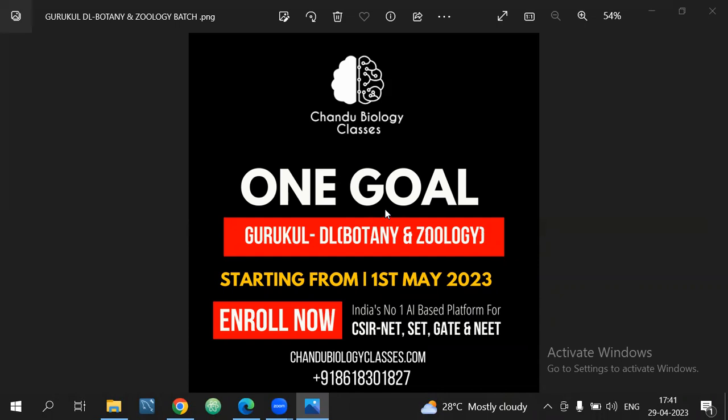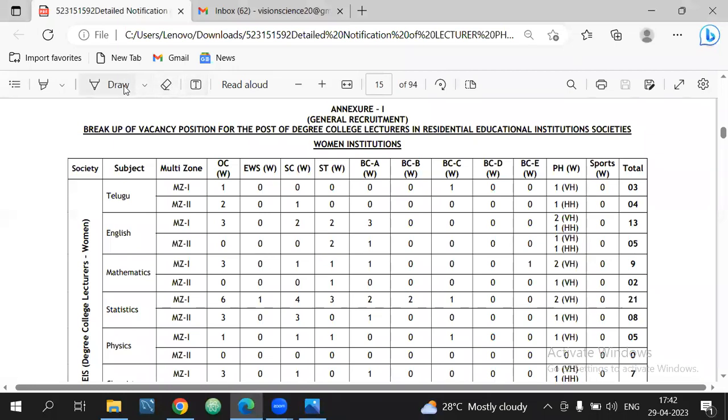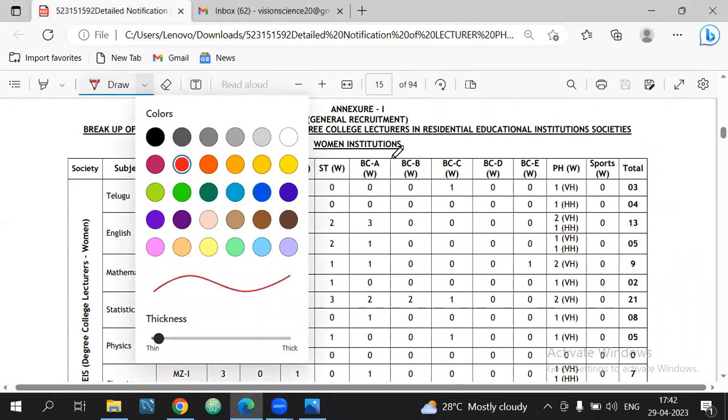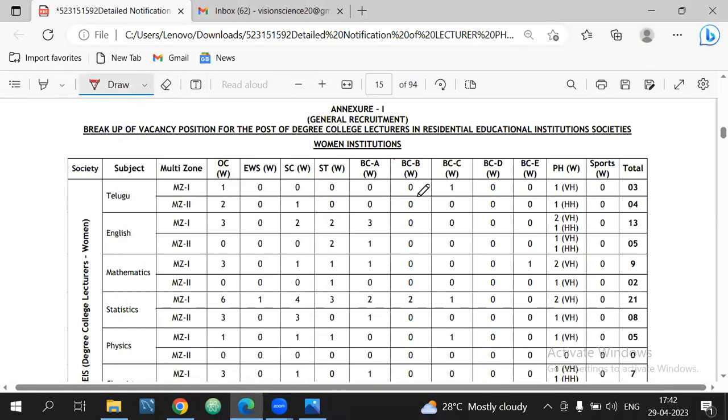in this particular coaching. The people who are interested can take the free classes from the 1st May to 7th May absolutely free. In these 7 days, you can access all the classes along with the test series also. Now let me explain everything about the number of positions as well as the syllabus analysis.